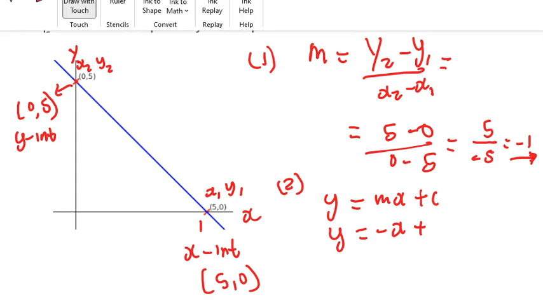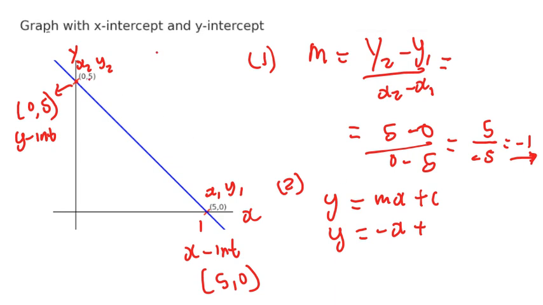And if anyone can tell me the value of c, we'll say it's 5. Why? Because that is where your graph cuts the y-axis. Okay, it's a y-intercept and it's 5. So the value of c is 5. So this is our equation of a straight line. When you already have a y-intercept, you don't have to calculate c, you already have it. So that's how this equation is correct.